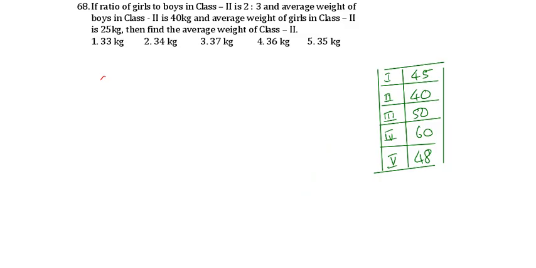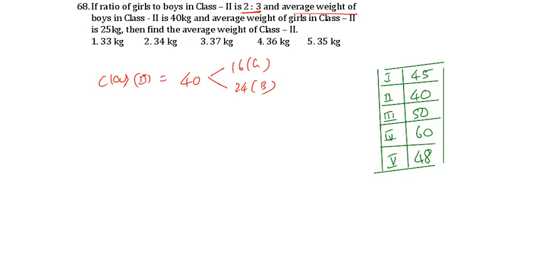See here. In class 2, girls and boys are 2 is to 3. That means out of 40, girls 2 parts, boys 3 parts, total 5 parts. 40 by 5, 8. So there will be 16 girls, 24 boys.